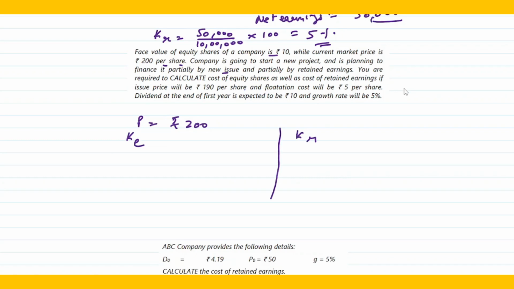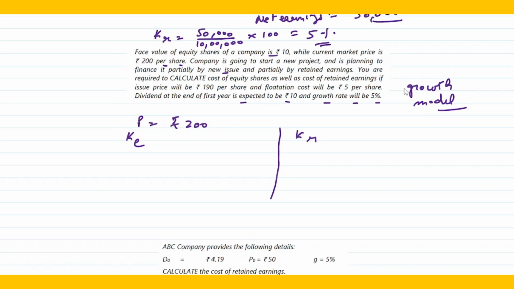Okay, and it says, if the issue price will be rupees 190 per share and the flotation cost will be rupees 5 per share, the dividend at the end of the first year is expected to be rupees 10 and the growth rate will be 5%. Now you can see that the dividend is given and a growth rate is also given. Fine. So if both of them are given, what is the formula that you are supposed to use? You are basically supposed to use the growth model formula, right? Very obvious, because the growth rate is given, so obviously we'll be using the formula of the growth model.